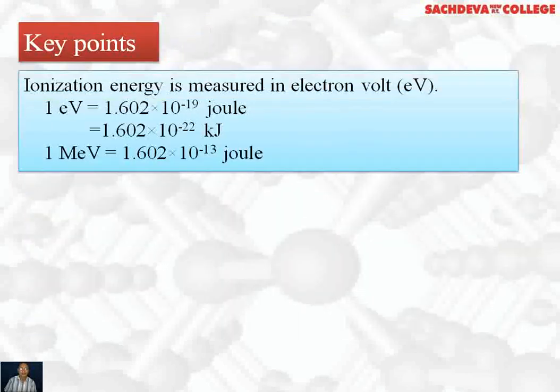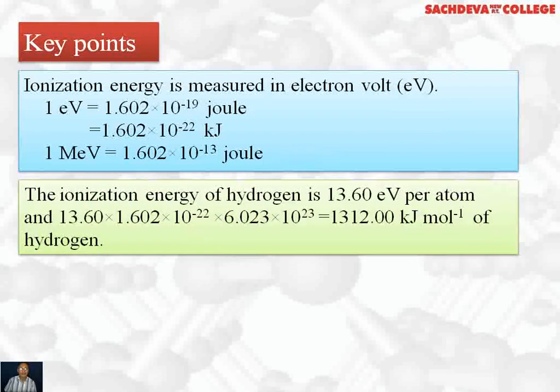The main points of discussion are: ionization energy is measured in electron volt, and 1 electron volt is equal to 1.602 into 10 power minus 19 joules. You can remember it easily because this is the charge on the electron. If you want to convert it into kilojoules, we will divide by 1000. So you will get 1.602 into 10 power minus 22 kilojoules. And if you take 1 million electron volt, you multiply 1 electron volt by 10 to the power 6. So it will come out to be 1.602 into 10 power minus 13 joules.